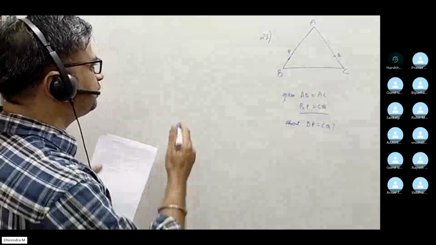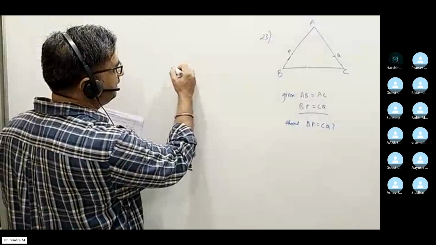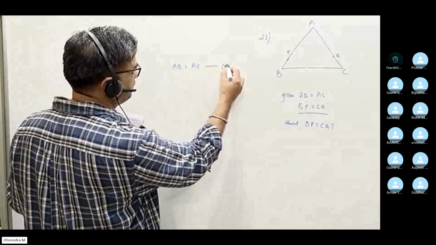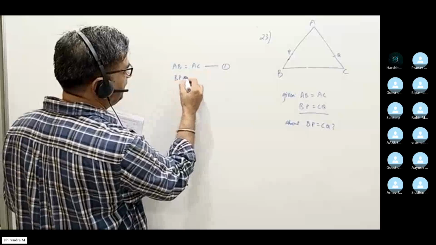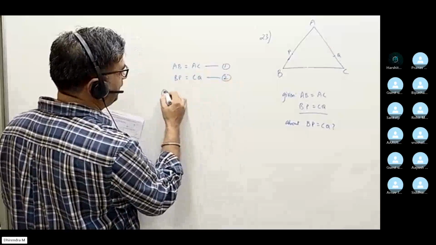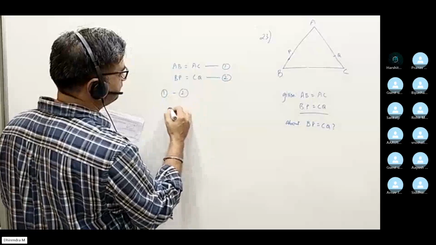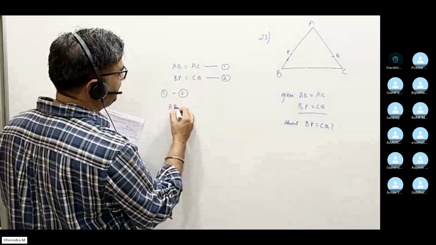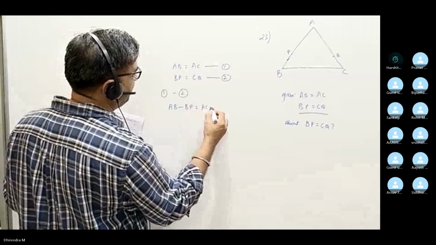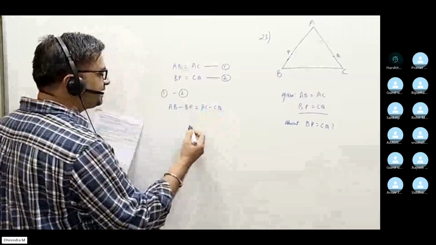So look, it's about using the axioms, right? So look here, straight away, AB is equal to AC. Mark that as equation 1. BP is equal to CQ. Mark that as equation 2. Now, 1 minus 2 gets us what? AB minus BP is equal to AC minus CQ.